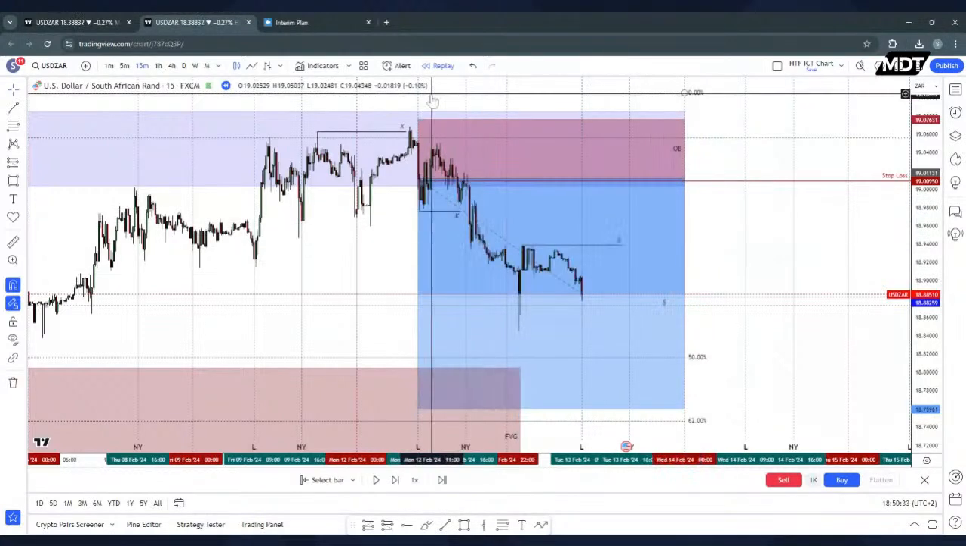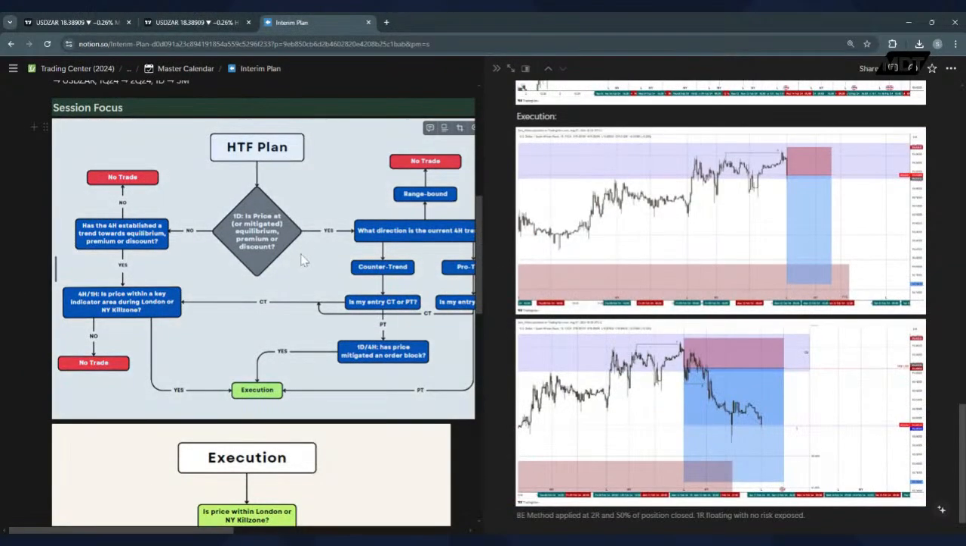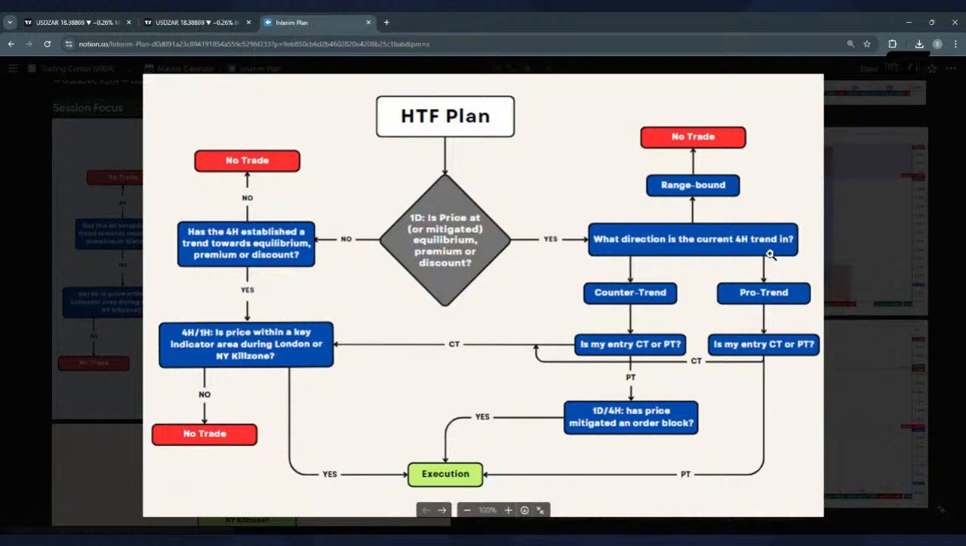We have prices now. We've mitigated that order block. We're in the short position, and now if I just go back to the checklist, for our trend, what direction is the current trend in? To be honest, technically still counter trend. Is my entry pro trend or counter trend? It's pro trend. Has price mitigated an order block? It has, this time. We mitigated and we pushed off, we're scaling in, so we can go and execute. That's why I didn't specify is price at an order block or in an order block, because I just made allowance for those trades where price has actually mitigated the order block and is now trading in the direction of that primary trend, and we're just looking to hop on that.